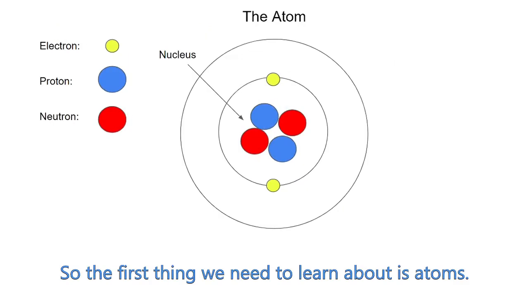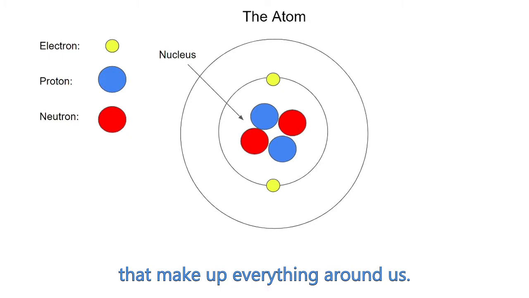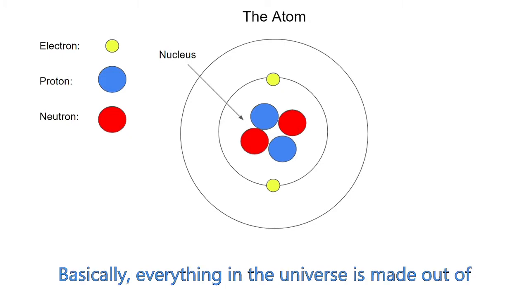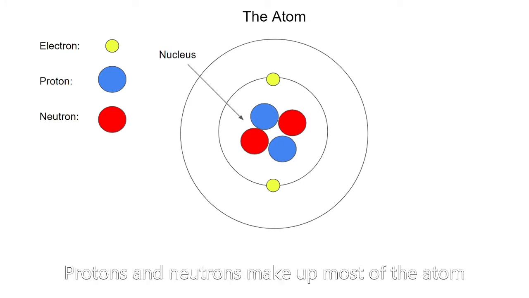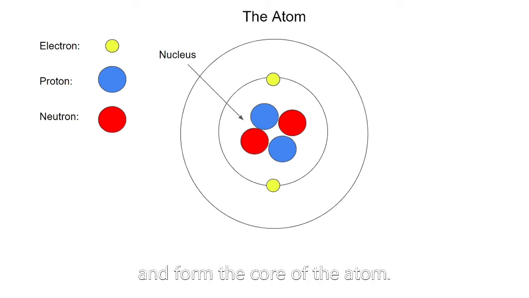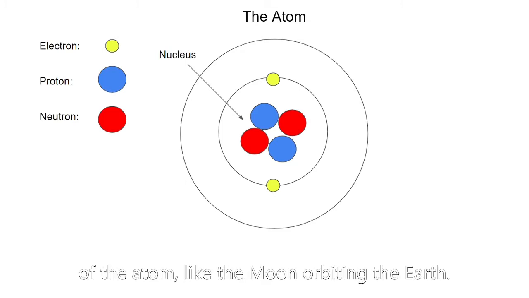So, the first thing we need to learn about is atoms. Atoms are the smallest pieces that make up everything around us. Basically, everything in the universe is made out of tiny atoms that no one can see. Atoms are made of three parts: neutrons, protons, and electrons. Protons and neutrons make up most of the atom and form the core of the atom. Electrons are tiny particles that move around the core of the atom, like the moon orbiting the Earth.